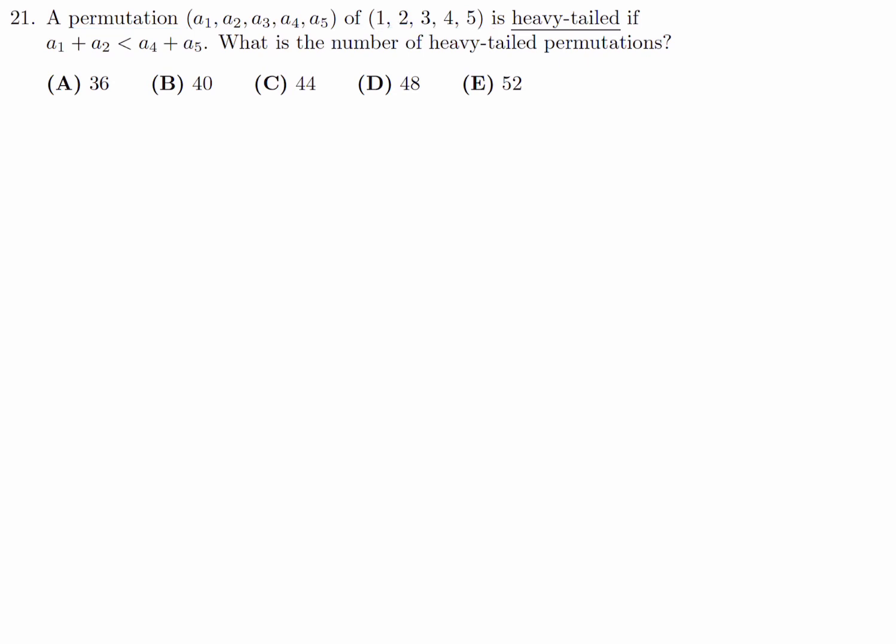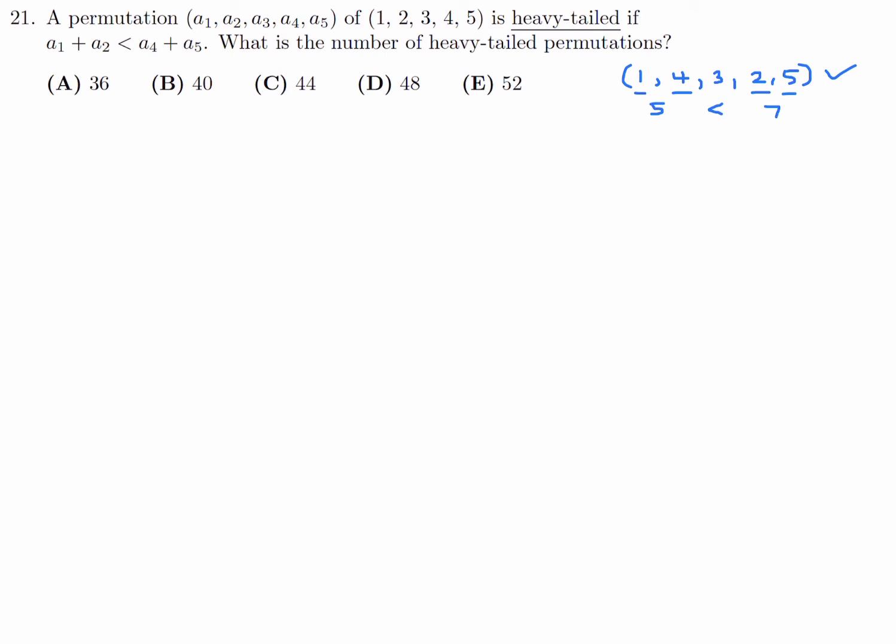So for example, this would be valid: 1, 4, 2, 5, and then the 3 in the middle. This is one such permutation. Why? A1 is 1, A2 is 4. A1 plus A2 would therefore be 5. A4 and A5 are these two, and A4 plus A5 is 7. So since A1 plus A2 is indeed less than 7, this is a valid permutation. We have to find how many of those there are.